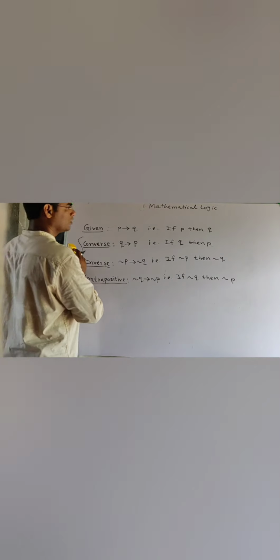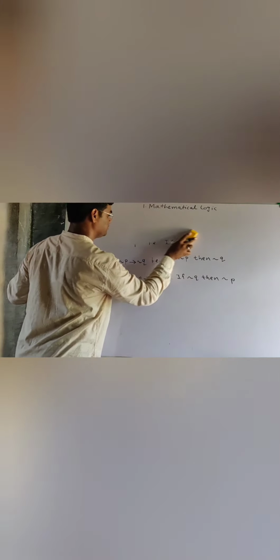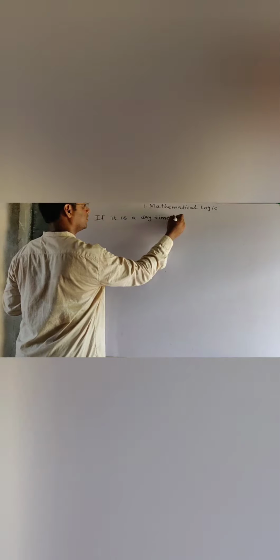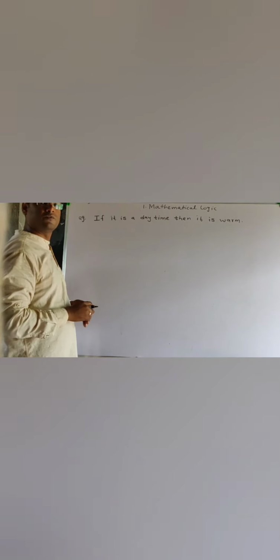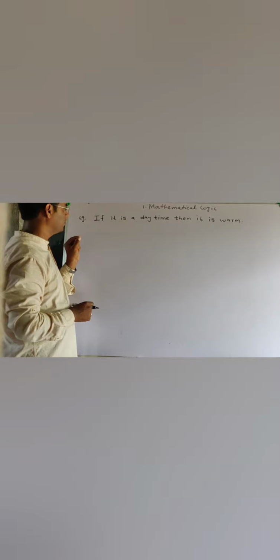So let us take an example of converse, inverse and contrapositive. Suppose we are given this statement. First example: if it is a daytime, then it is warm. Here we are given a conditional statement, if it is a daytime, then it is warm, and we are asked to find the converse, inverse and contrapositive of the given conditional statement.